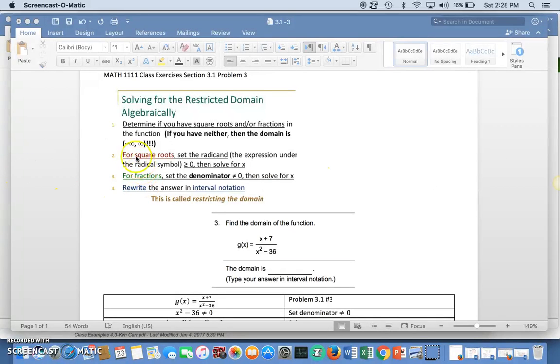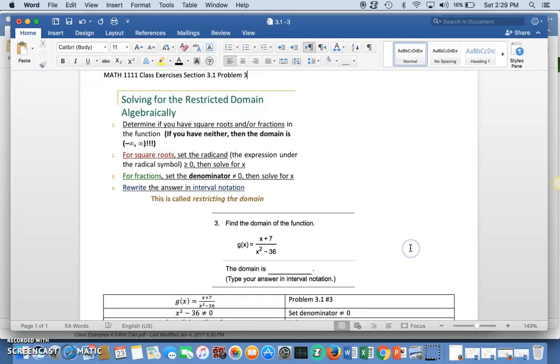If you don't have a square root or a fraction for right now, your domain is going to be all real numbers. If you've got a square root, you take the radicand, which is what's under the radical, and make it greater than or equal to 0. For a fraction, you will take the denominator and make it not equal to 0. That tells you what you have to leave out.